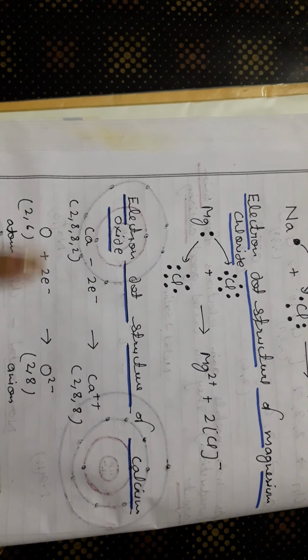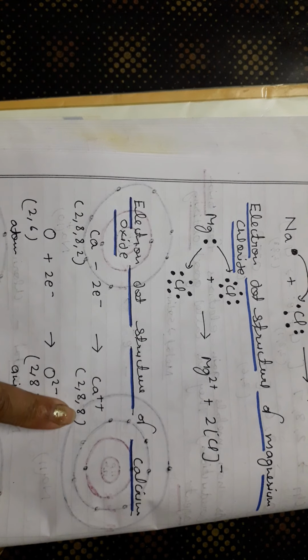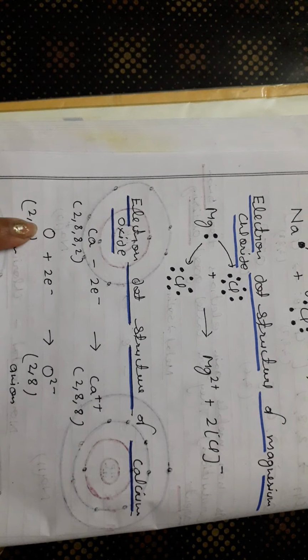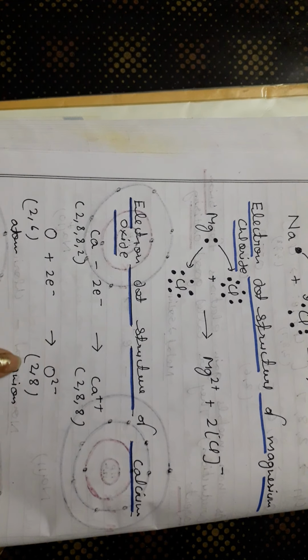Now the electron dot structure of calcium oxide. Calcium is 2,8,8,2. It will lose 2 electrons and become 2,8,8, resembling the nearest noble gas, argon. And oxygen will gain 2 electrons and become 2,8. It is also resembling the nearest noble gas, that is neon.